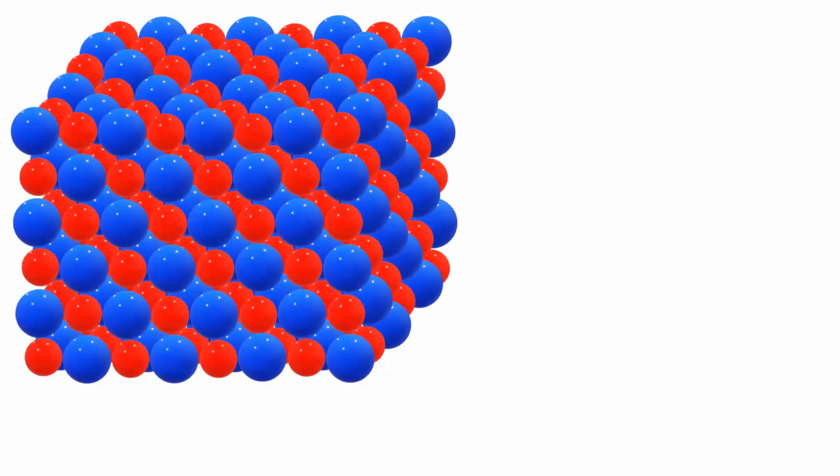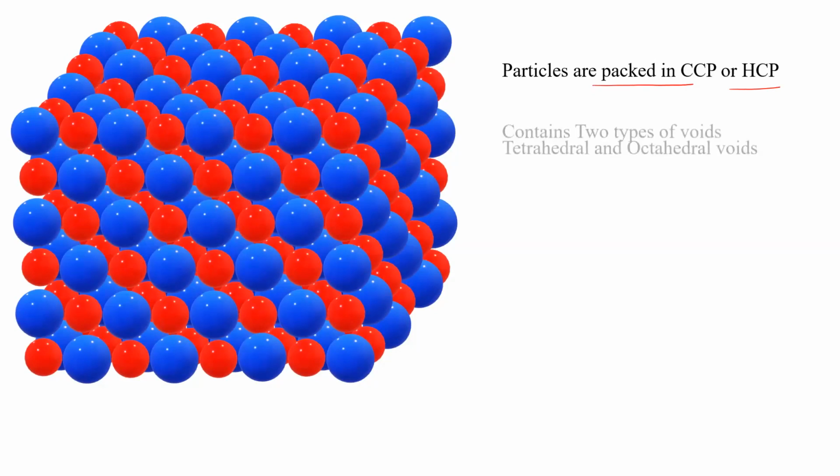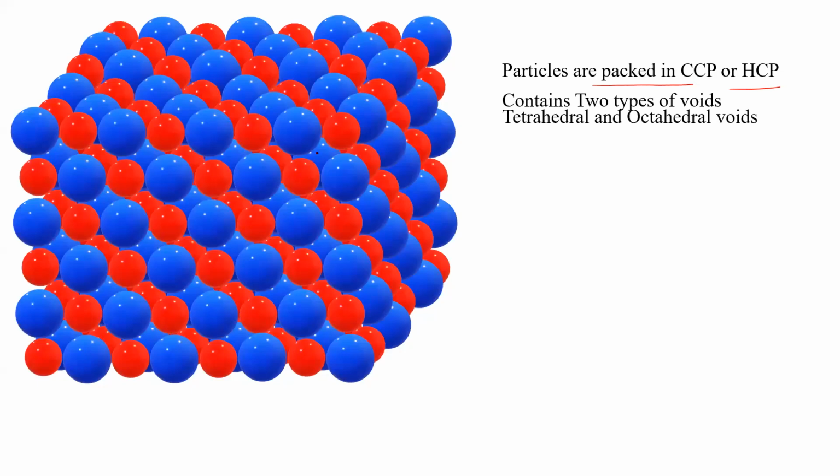Likewise we discussed. The next one is the formula of a compound. What is the formula of a compound? You have to find out the formula of a compound. For that, we are in need of some details. Here, the particles should be packed in either CCP or HCP. So here, it contains 2 types of voids. We know that. What are the 2 types of voids? Tetrahedral voids and octahedral voids.